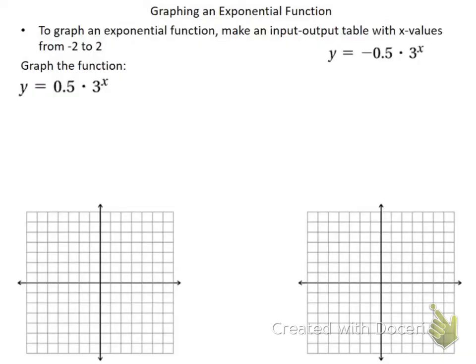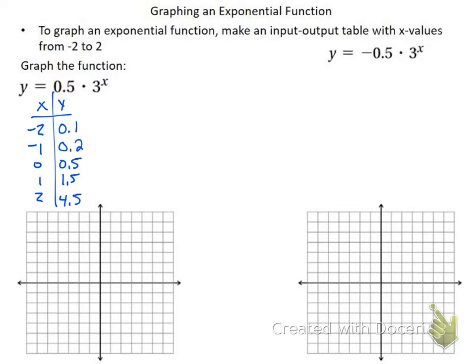for the first one, again, my xy table, -2 through +2. So my negative 2, I get 0.055, so I'm going to round to the nearest tenth, so it'll be 0.1. Negative 1, I get 0.2. 0, I get 0.5. 1, I get 1.5, and 2, I get 4.5.